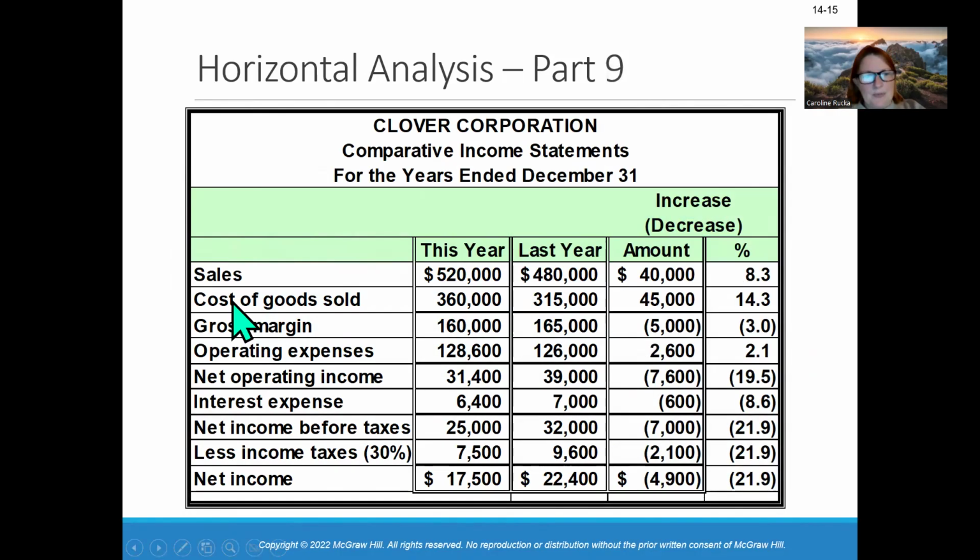Sorry. Okay. So again, our sales were 8% more. Cost of goods sold, 14% more. Gross margin was 3% less. Operating expenses were more than 2% more than they were last year. Our net operating income was 20% less. And that seems to be mostly driven by the largest contributor here, this cost of goods sold.